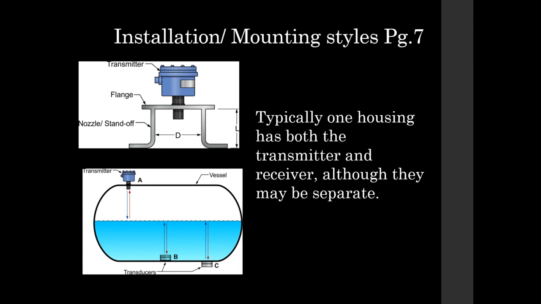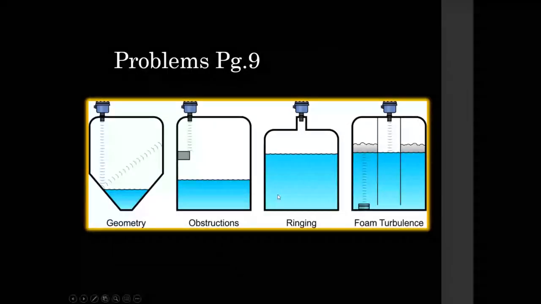We'll spend a little bit of time talking about vessel obstructions and things like that, as well as different mediums that cause problems. But as a general rule, the housing or the transmitter will have both the transmitter and the receiver in it. Although, as we see in this diagram here on the bottom, they could be separate and they could be mounted inside the tank or outside the tank. Lots of different potential applications and installation methods are possible with these devices.